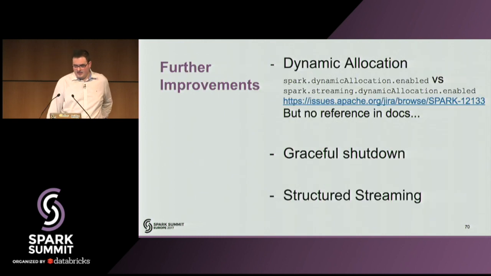Further improvements in the Spark streaming and Kafka integration. Taking into consideration the memory issue, dynamic allocation may be a good solution to spawn more executors when you need them and deallocate them when you don't. But dynamic allocation doesn't work with Spark streaming, and there is a Jira ticket talking about this property, Spark streaming dynamic allocation, but there is no reference at all in the documentation, and we haven't managed to make it work in our cluster. So it will be worth a try when it appears in the documentation.